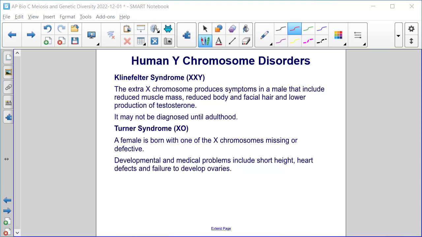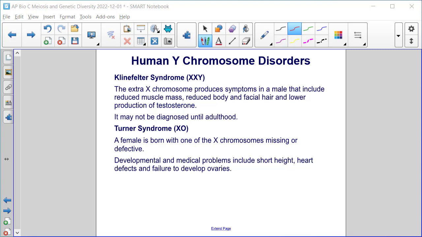Human sex chromosome disorders. Klinefelter syndrome, or XXY. The extra X chromosome produces symptoms in a male that include reduced muscle mass, reduced body and facial hair, and lower production of testosterone. It may not be diagnosed until adulthood.